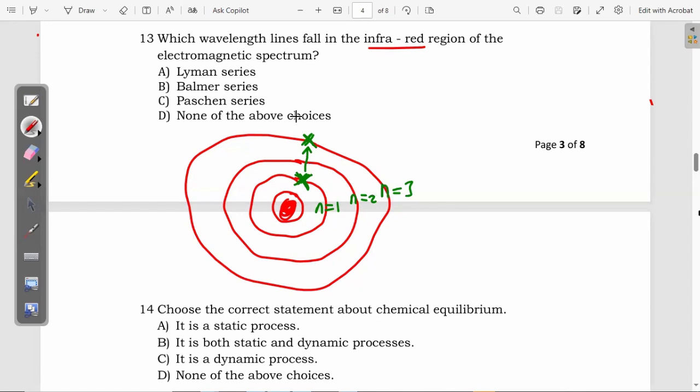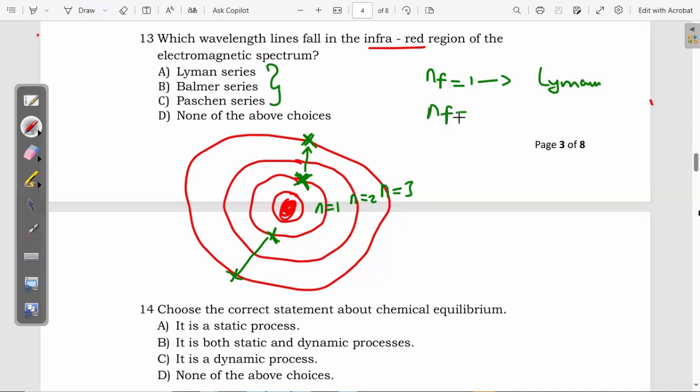It can also make the transition in the opposite direction. Maybe it was here and then it has lost energy and goes to n=1 here. Now there are different series that describe the final destination of this electron. The electron can come from whatever energy level, but as long as the final energy level where it lands is equal to 1, that will be called the Lyman series.